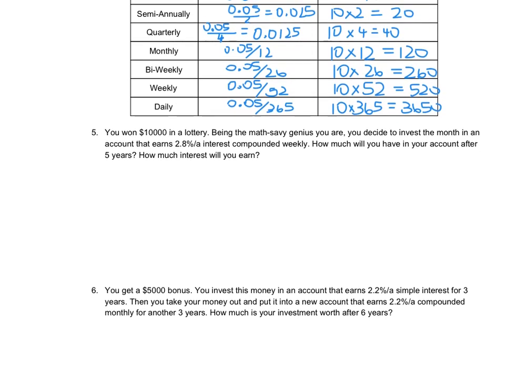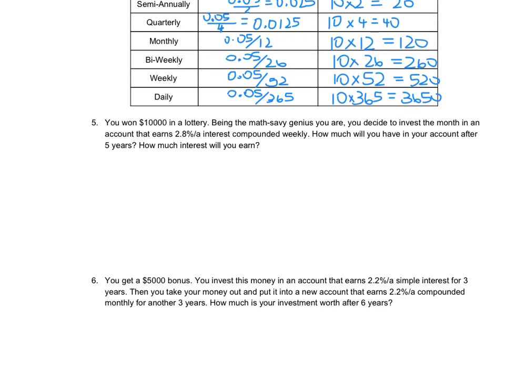So you won $10,000 in a lottery. Being the math savvy genius you are, you decide to invest the money in an account that earns 2.8% per annum interest compounded weekly. So already I see the word compounded, so I know I'm not using simple interest anymore. How much will you have in your account after 5 years? And how much interest will you earn?